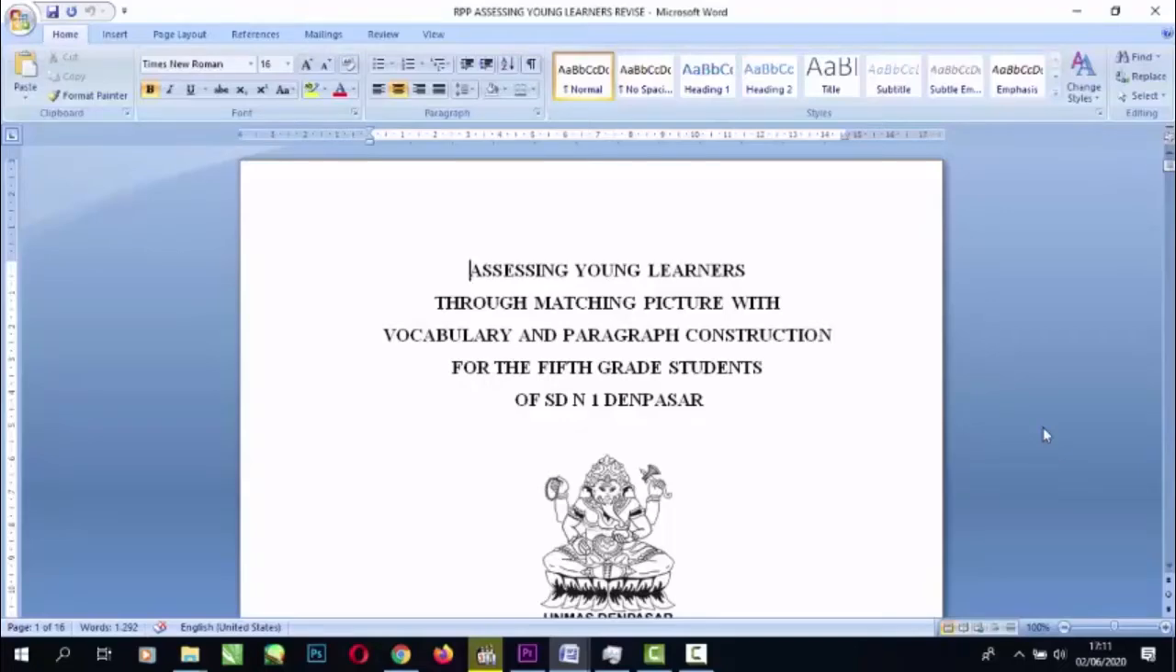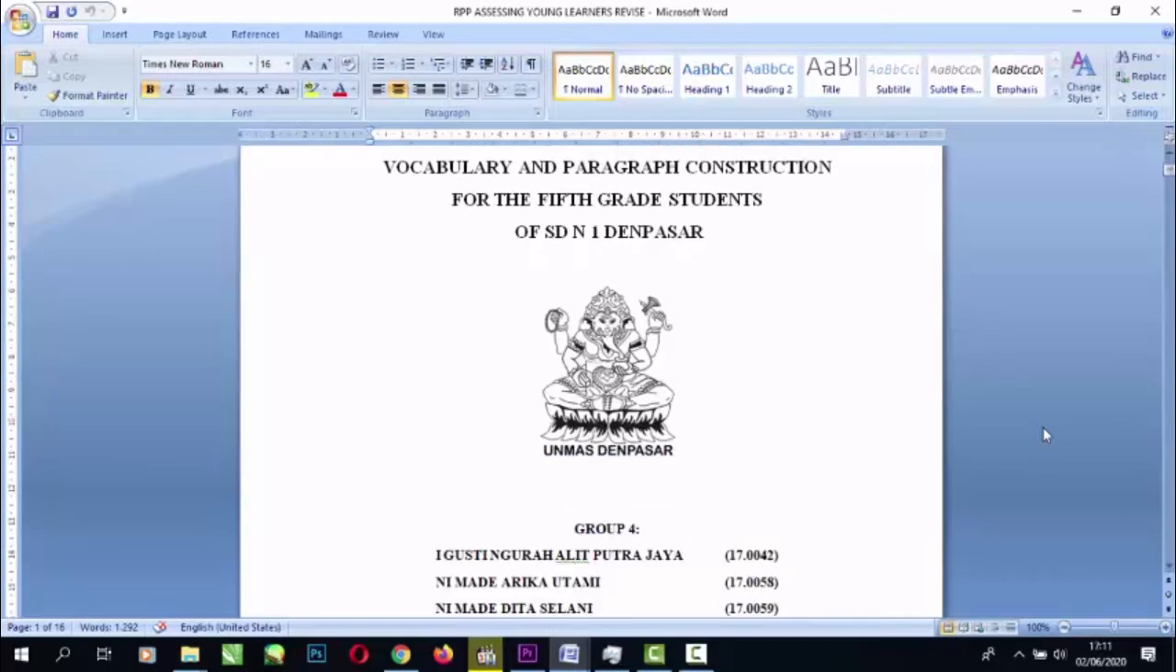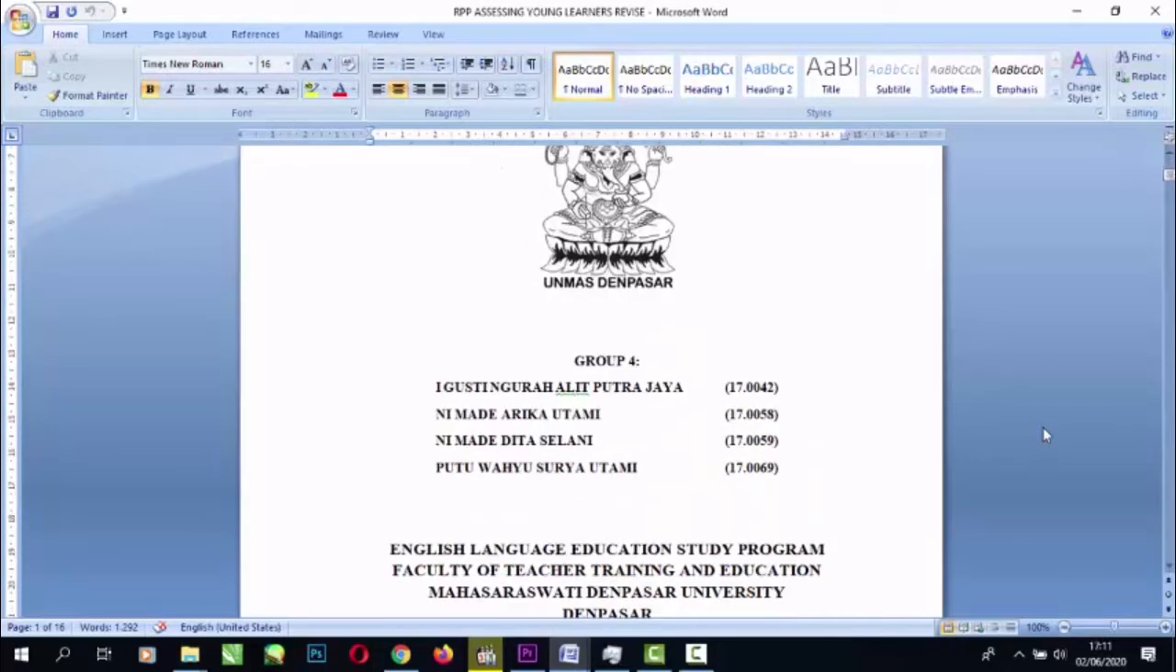Good morning, everyone. Today we will present our lesson plan. The title is Assessing Young Learners Through Matching Picture with Vocabulary and Paragraph Construction for the 5th grade students of SD Negeri 1 Denpasar. Before we start, we will tell you about the members of the four group.